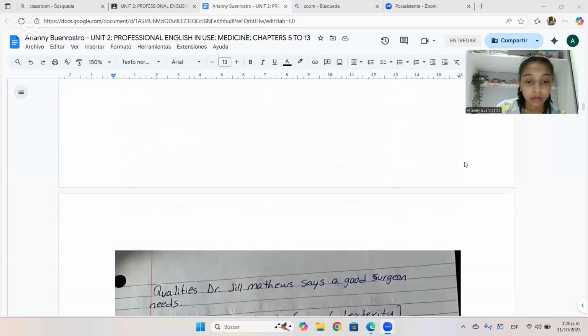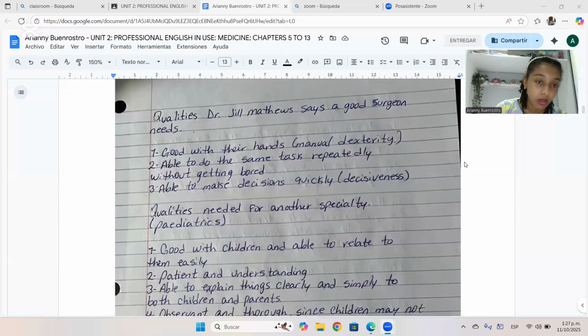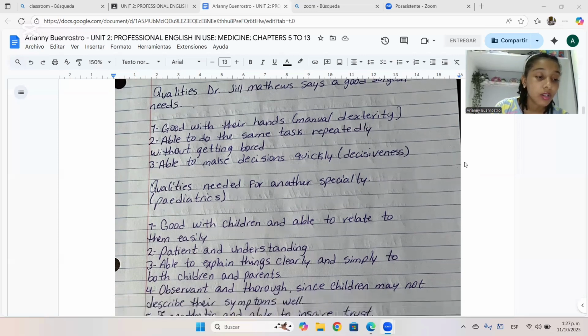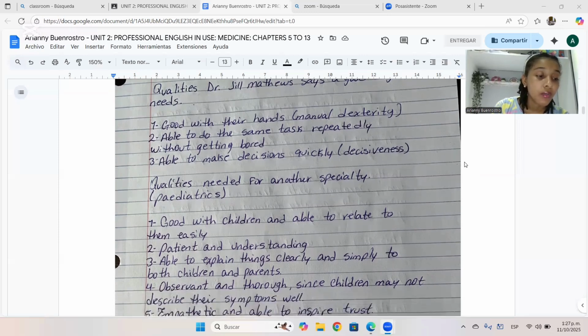Qualities. Dr. Jill Matthew says a good surgeon needs to be good with the hands, manual dexterity; able to do the same task repeatedly without getting bored; able to make decisions quickly, decisiveness.